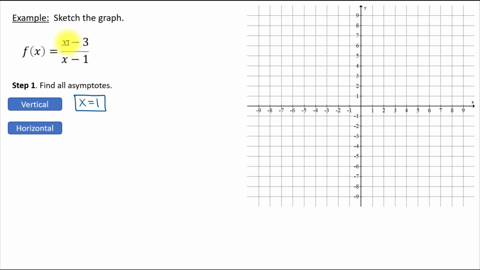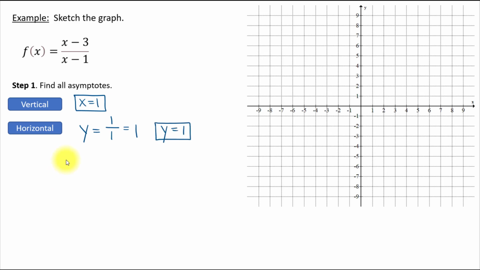Since the degree of the numerator is 1 and degree of the denominator is 1, in other words, they're the same, the graph will have the horizontal asymptote, and it's going to have the following equation. Y equals, and then I take the leading coefficient from the numerator, which is 1, and put it over the leading coefficient of the denominator, which is also 1. So the horizontal asymptote is y equals 1.